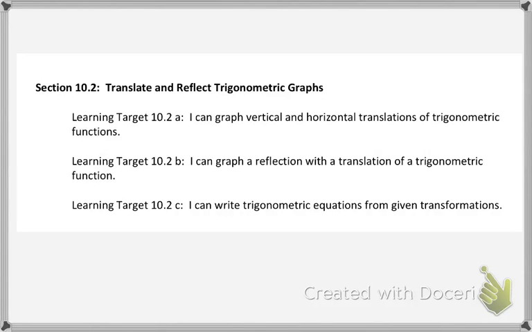In today's lesson, we're going to look at section 10.2, where we translate and reflect our trigonometric graphs. There are 3 learning targets for this section. Learning target 10.2a is I can graph vertical and horizontal translations of trigonometric functions. Learning target 10.2b is I can graph a reflection with a translation of a trigonometric function. And learning target 10.2c is I can write trigonometric equations from given transformations.